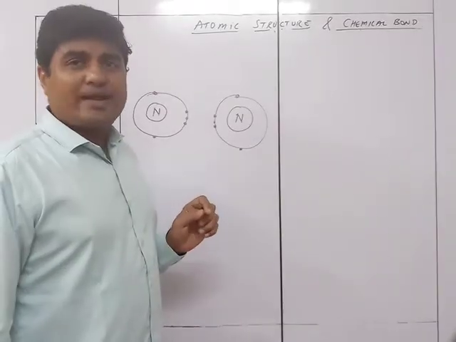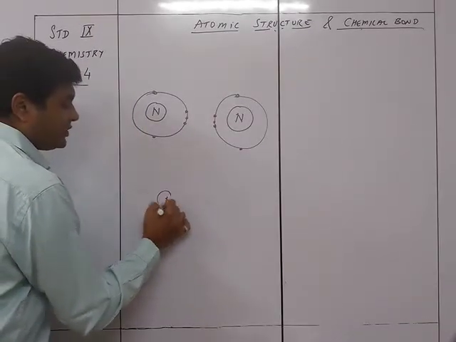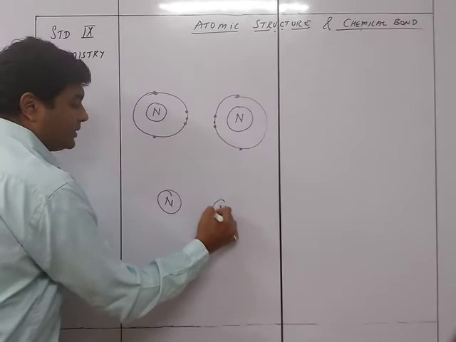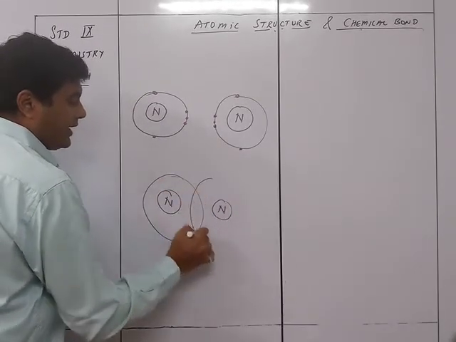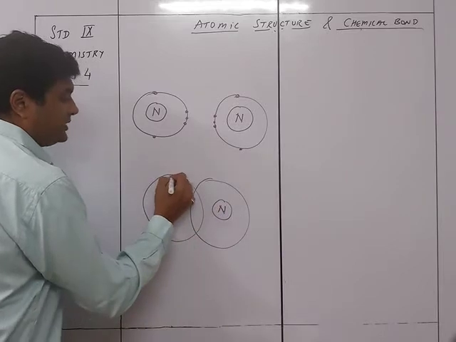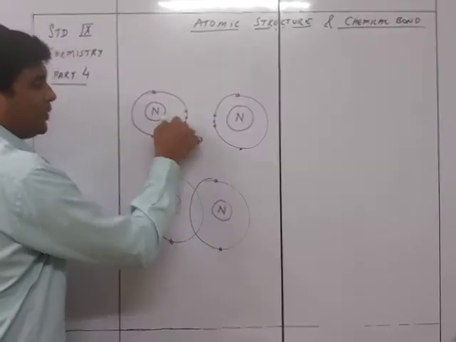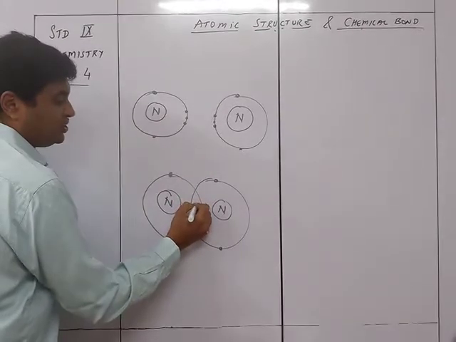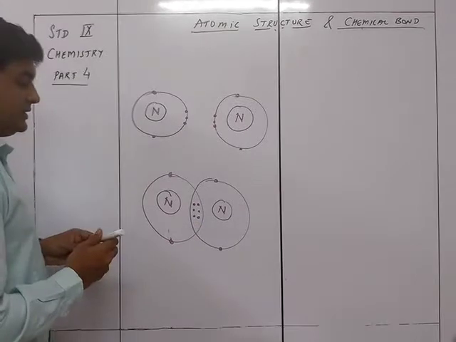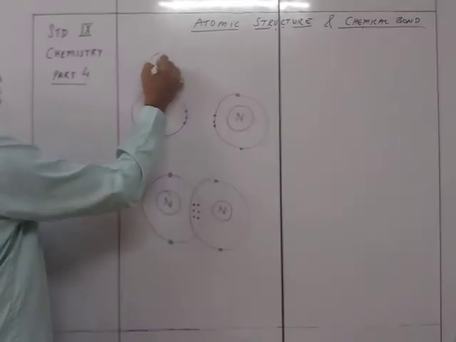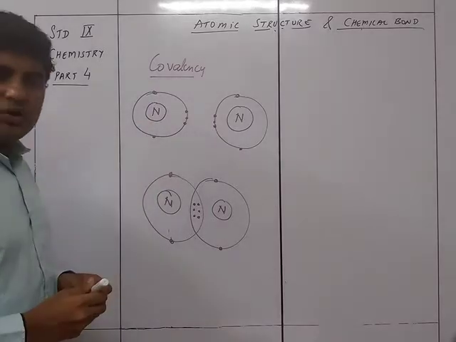These two nitrogen atoms combine together in such a way that this nitrogen atom and this nitrogen atom have their outermost orbits like this, such that these 2 are their own, and the 3 over here and 3 over here are shared by them in this manner. This is called covalency. Sharing of electrons is taking place.